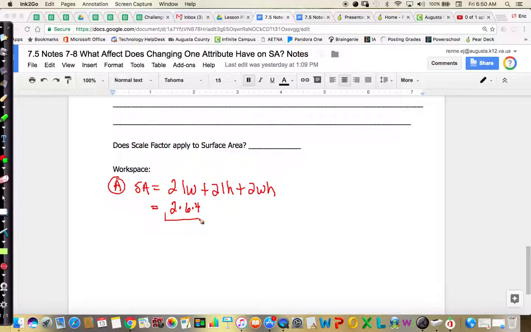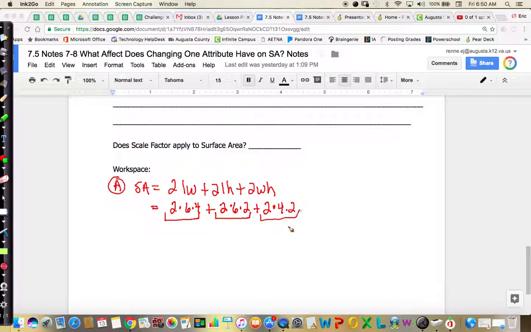And remember, once again, this represents the top. And then we're going to do 2LH, so 2 times 6 times 2. And we're going to box this in. And of course, remember, that's the front, and also represents the back. And this represents the top and the bottom because we're doubling it. And then the last part, 2WH, so 2 times 4 times 2.